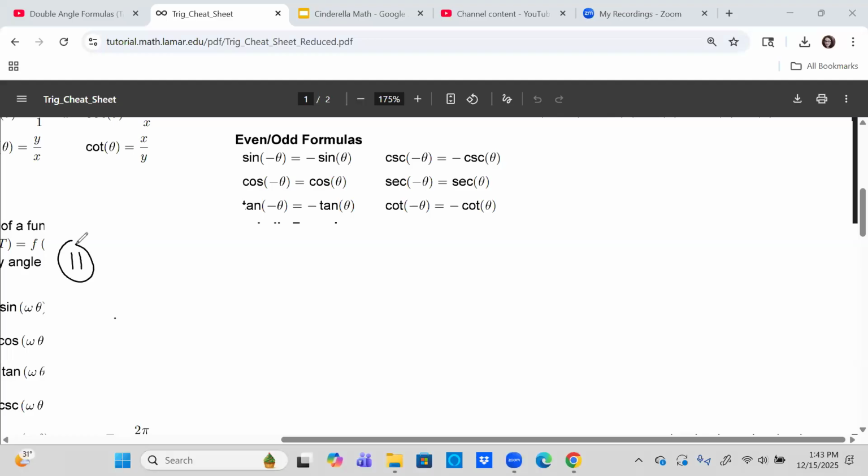Here's number 11. It's cotan of negative theta over cosecant. And we want to prove that this is negative cos. So again, we're going to start with our right or left-hand side, which is the more complicated one.